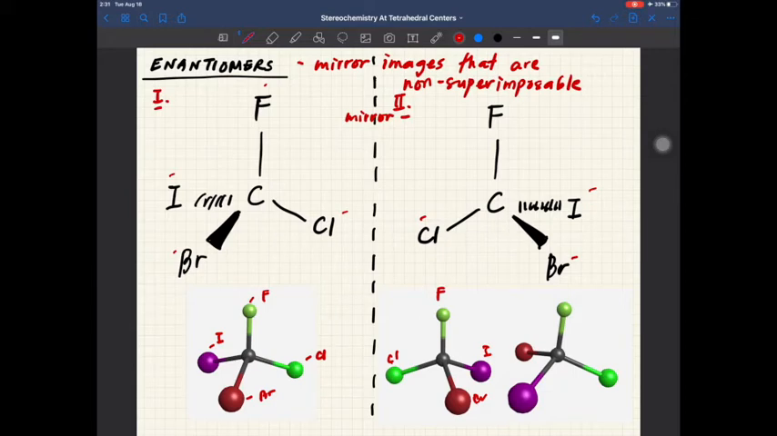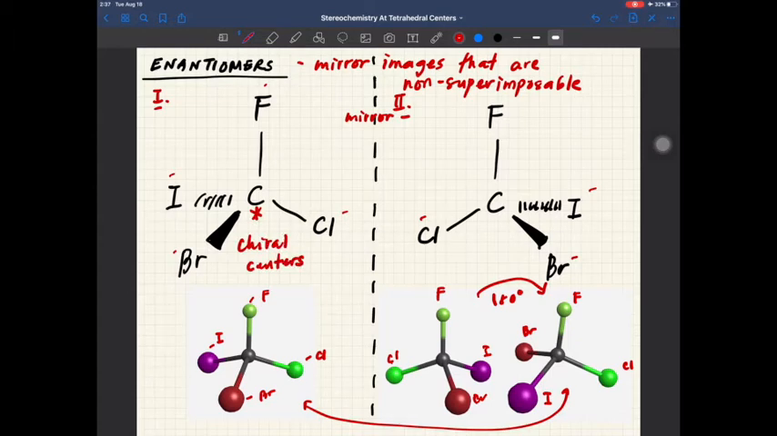So in the next example, compound 2 is rotated 180 degrees in order to match the orientation of compound 1. So these 2 and these 2 are basically in similar orientation. But take note that in this orientation, we have fluorine at the top, chlorine at this position, but iodine is now at the front and bromine is at the back. Mirror images are not essentially the same, and that's why they are called non-superimposable. So for this compound, this carbon is the chiral center, and for this compound, this carbon is its chiral center.